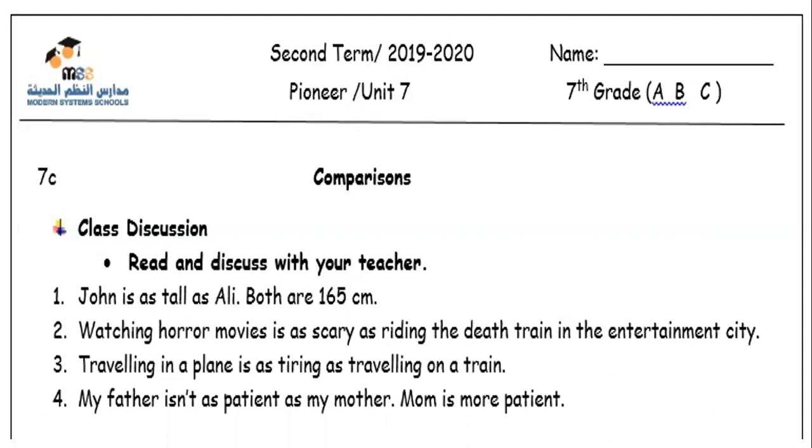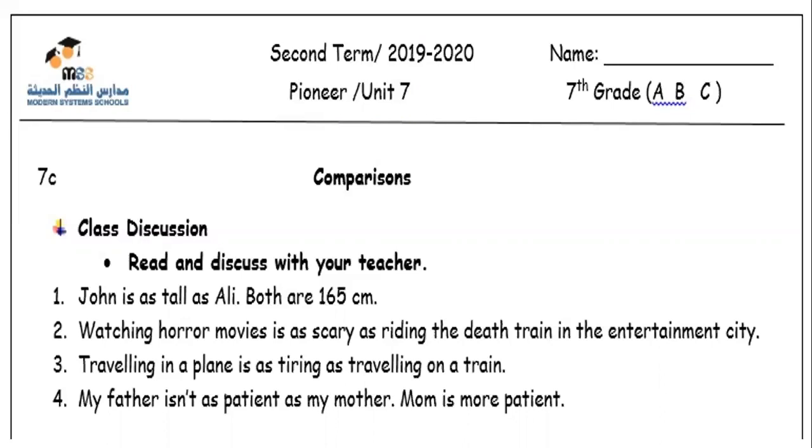It means that they are the same, and if we switch John and Ali's names in the sentence and say Ali is as tall as John, both of these sentences are true, no matter which person you use first. In the second sentence, watching horror movies is as scary as riding the death train in the entertainment city. We can find that watching horror movies and riding the death train in the entertainment city are equally scary. So this sentence also shows equality.